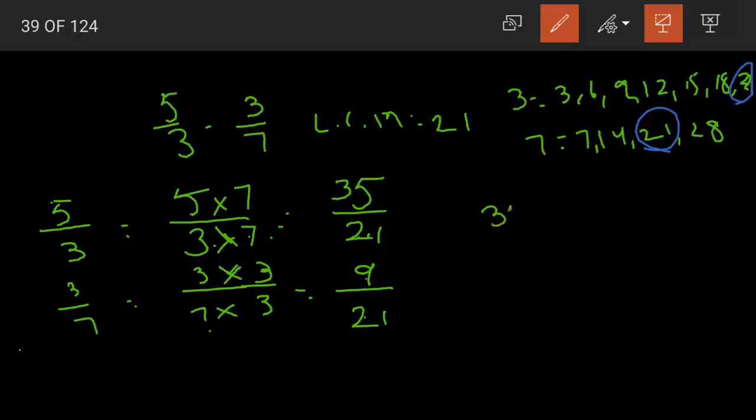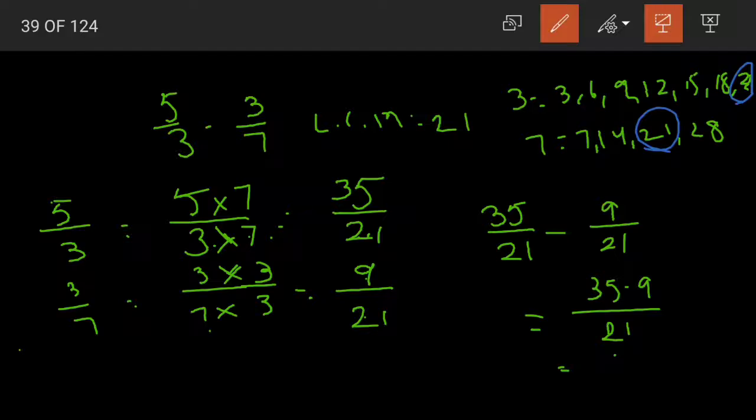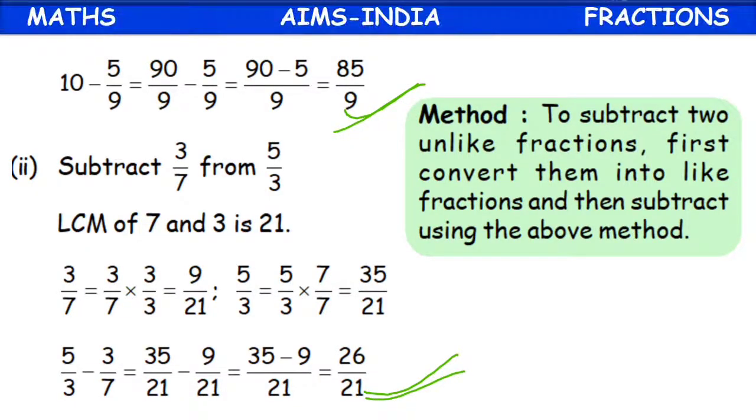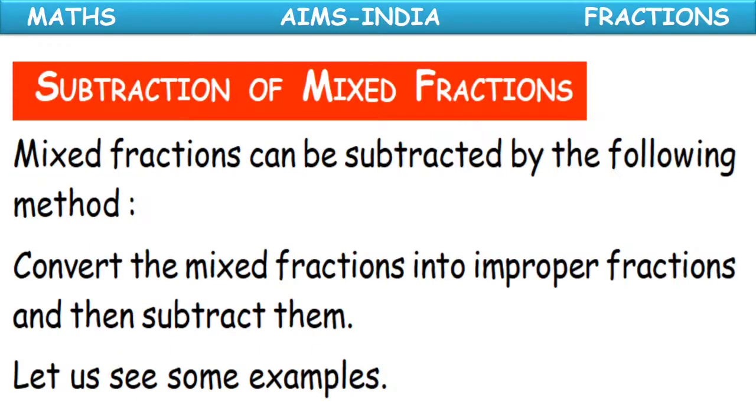Now the next step is subtracting. 35 by 21 minus 9 by 21. Subtract the numerators, that is 35 minus 9. It is nothing but 26, right? 26 divided by 21 is our resultant. What is here is the difference of the given fractions. What is it children? 26 by 21. Yes, understood? The subtraction of both like fractions and unlike fractions.